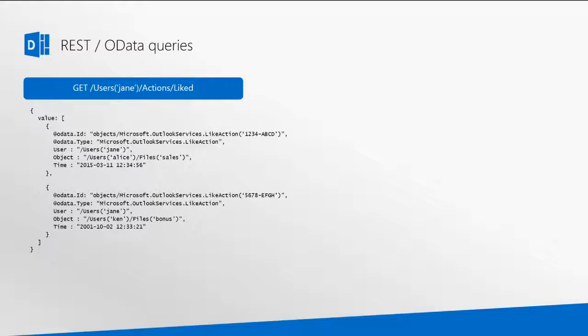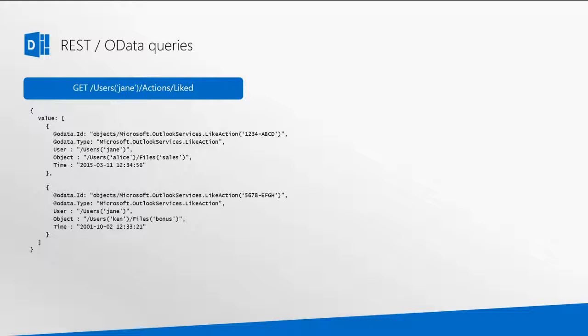Okay, and then how will an API look for something like this? Well, as I said, we're going to use REST and OData. And in this case, I want to get everything that Jane liked. So first I navigate to the user Jane, and then I just say I want all the actions of type liked. And that gives me some data back.